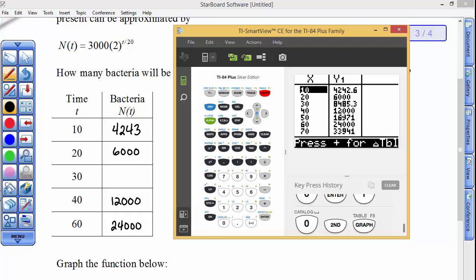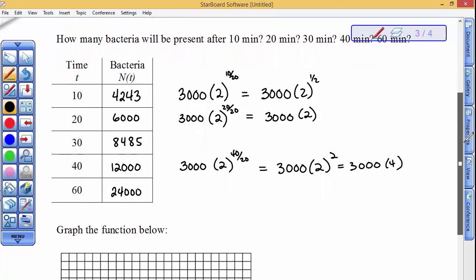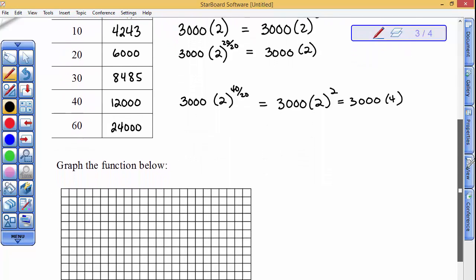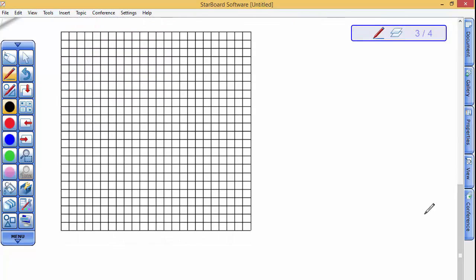Here's the 12,000 for 40, here's the 24,000 for 60. The only one I don't have written down is 30. It's 8485. So this is a doubling situation, and it's doubling every 20 minutes. And I hope to now graph this data on the curve below here. So you're going to have to imagine the data. I might bring it down, is what I might do here in a minute. But what I really need you to do is I need you to label the x and the y-axis appropriately.